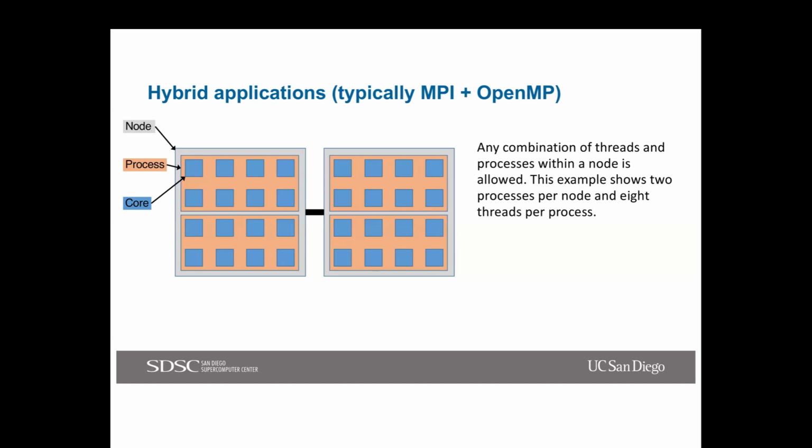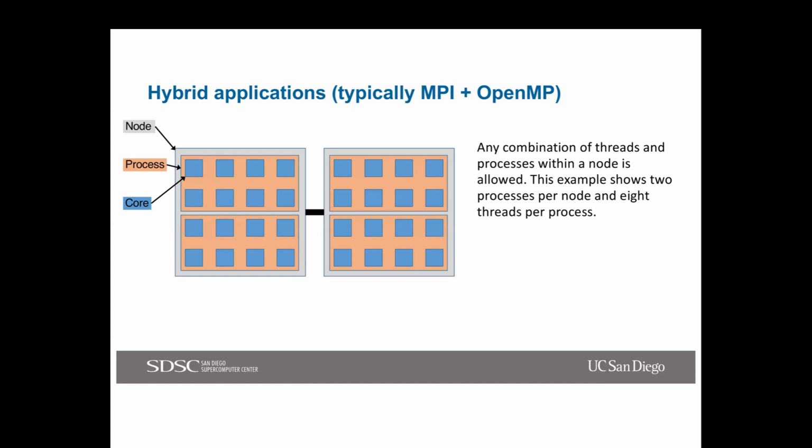When you have a hybrid application, you have this option of, okay, how many processes do I want to start and how many threads per process do I want? In this example, Bob is showing he has two MPI processes per node. They each have 8 threads per process, where each thread is then bound to an individual CPU core. So that's the distribution here.